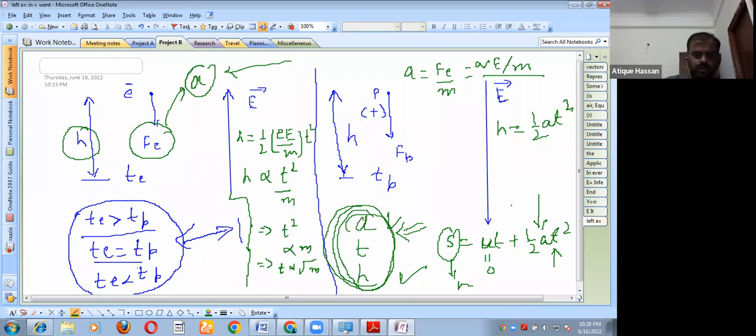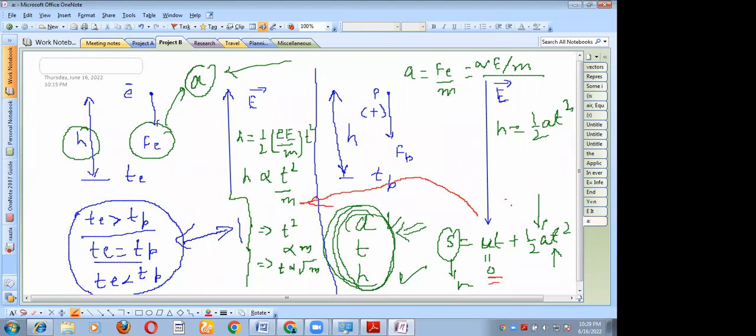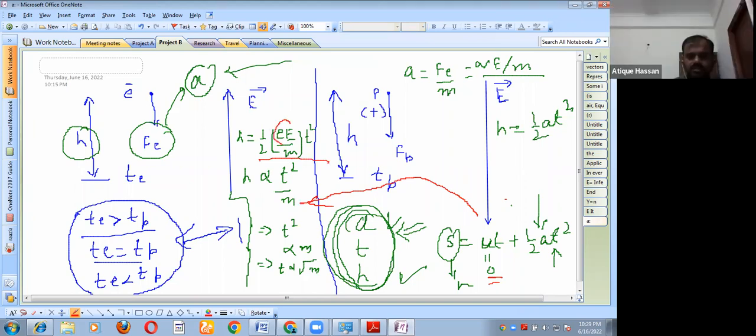Have you understood this journey, how we move from this point to this point? We have put u equal to 0, then we got this. Other things are constant. This is a constant term, and the only variables are mass and time. So we put it like this.